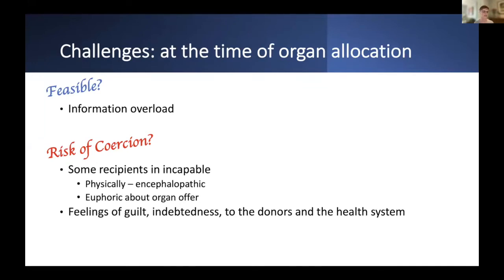They're receiving so much information about the transplant, about themselves, their suitability, and is it a good match, that it might not be feasible. But there's also the additional risk of coercion, because really in that moment, some waitlisted patients who are about to be transplanted do not have the capacity for a truly voluntary informed research consent. Some of them are physically incapable if they're encephalopathic from advanced liver or kidney disease. And some of them are emotionally incapable if they're so euphoric about this offer of a transplant that they're just going to agree to anything. And we don't want to take advantage of a situation like that.